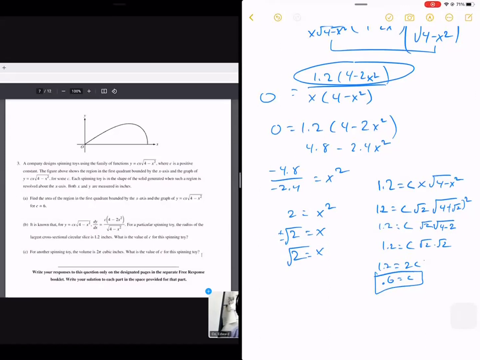Okay. Haruka, how we doing? I actually did it correctly, which I'm happy about. But if we're doing this whole thing, can I just leave it at 1.2 divided by 2 instead of 0.6? Yes. Right? Yeah. You don't have to do any of the actual math part. You could say c is equal to 1.2 over square root of 2 times square root of 4 minus square root of 2 squared. You could leave it like that.